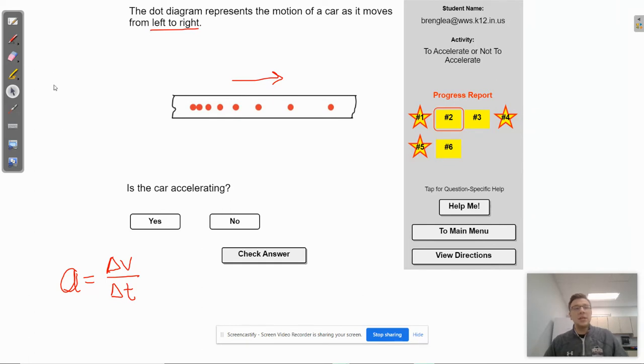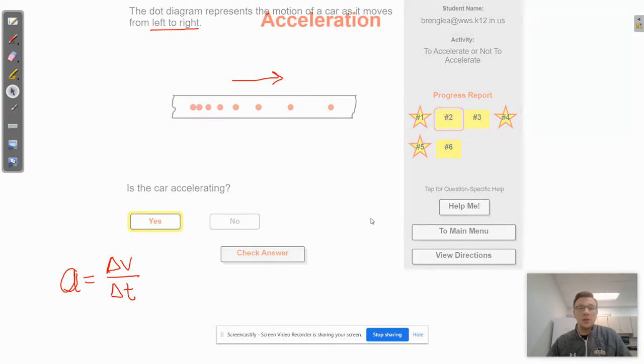This is indicating that the car starts over here, and initially it's not moving very fast, because remember, these are 1-second intervals in between each dot. So it shows that the object doesn't move very far after 1 second. It moves a little bit further on the next second interval, and further and further. The only way for that to happen is if the car is picking up speed, right? The only way for it to move a further distance in the same 1-second interval would be faster, or a change in velocity, an increase in its velocity. So yes, this object is accelerating.